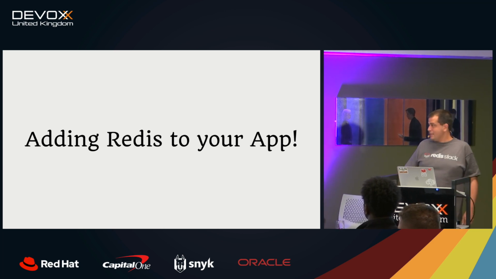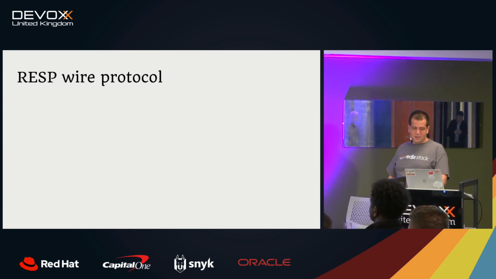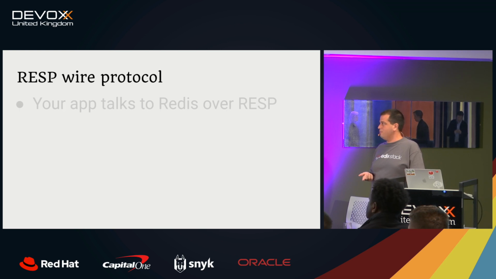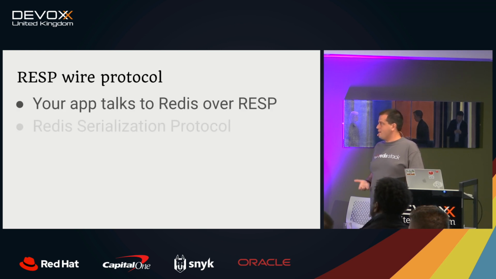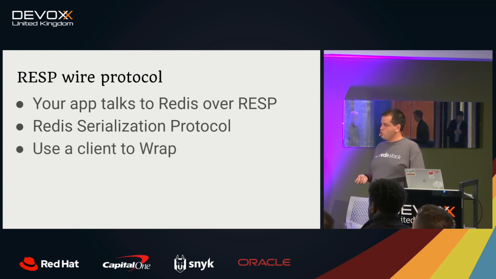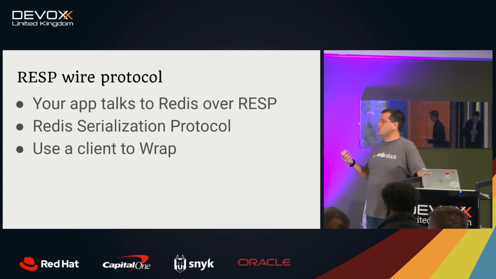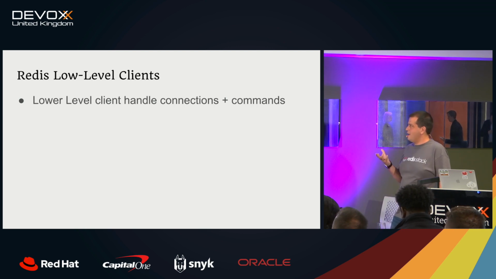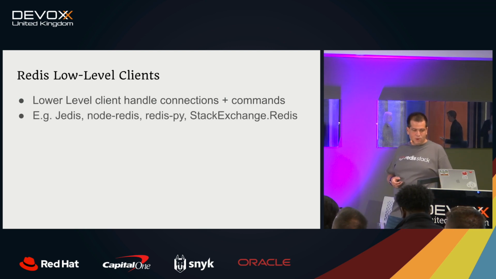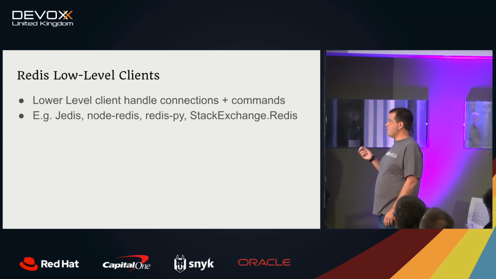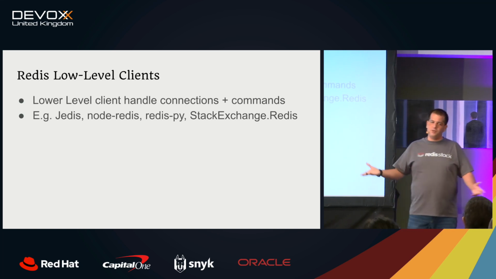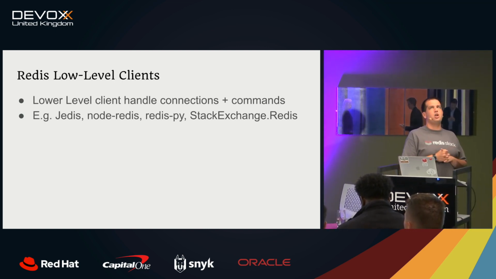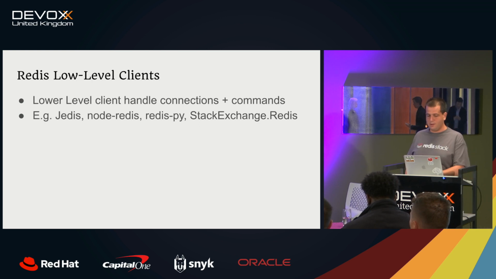Now, here comes the fun part, adding Redis to your app. So the Redis wire protocol, or RESP, which stands for Redis Serialization Protocol, is how you would use your app to talk to Redis. And usually, 90% of the time, 99% of the time, you would use a client to wrap this. And for these lower level commands, you would have different clients. Examples you may have heard of are Jedis, Node Redis, redis-py, StackExchange.Redis, or for the Java community, Lettuce is a popular one that I believe is part of the Spring project. And there is also Redisson, which is another really popular one.